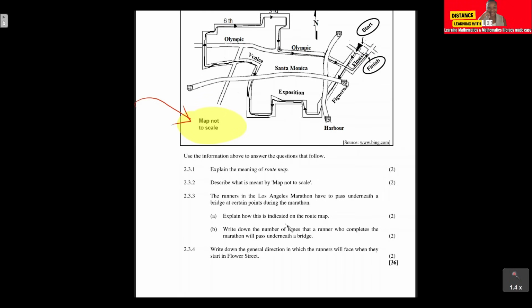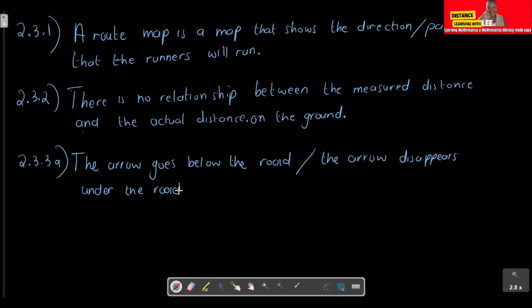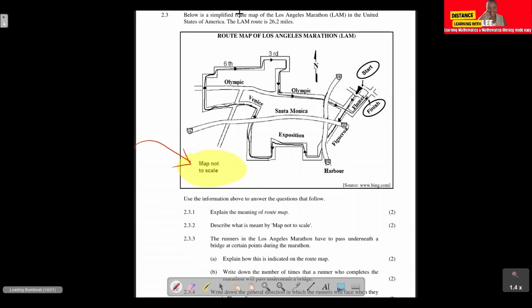So what does this mean? How are the bridges indicated? You can just explain how they're indicated: the arrow goes below the road. When you see the arrow going below the road, or when the arrow disappears under the road, we know that we're dealing with a bridge. So we're going to write that down: the arrow goes below the road, or the arrow disappears under the road. That would be a valid reason.